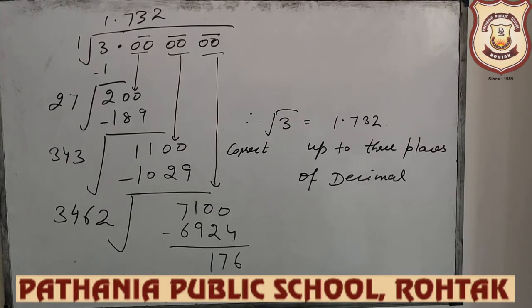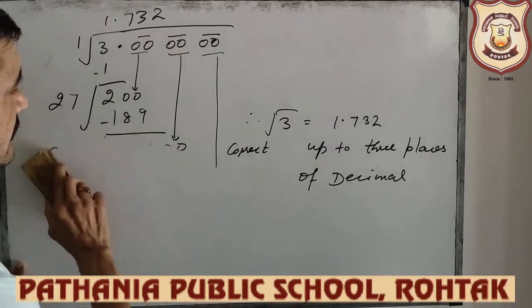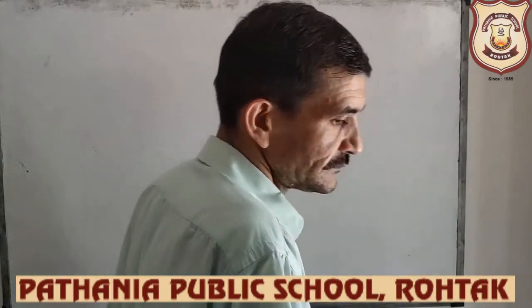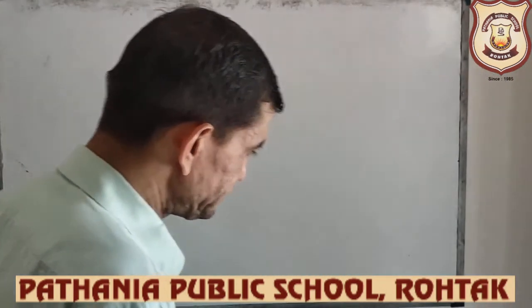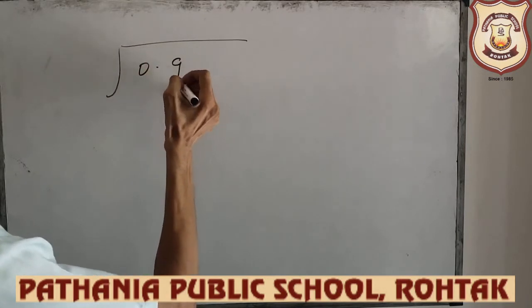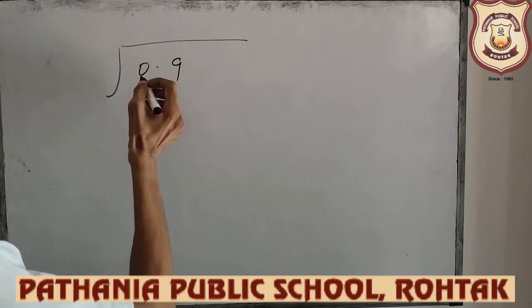One question is there, find the value of under root 0.9. Look at that also, 0.9, up to 3 decimal places.